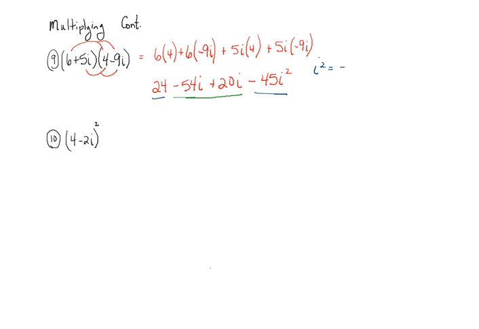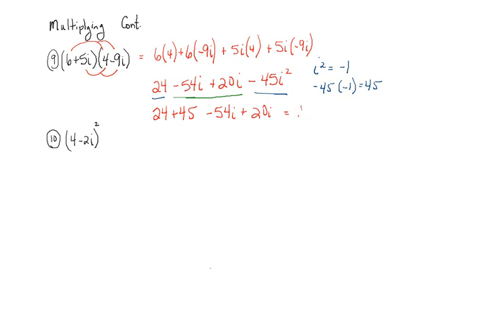Too fast for my computer. So much fun to keep doing this over and over again. So where were we? 24 plus 45 is 69. Let's go slow this time to see if it'll work. There we go. 69. And then negative 54i and positive 20i is negative 34i. We are in the form of a plus bi, so we are finished, and that is our final answer.